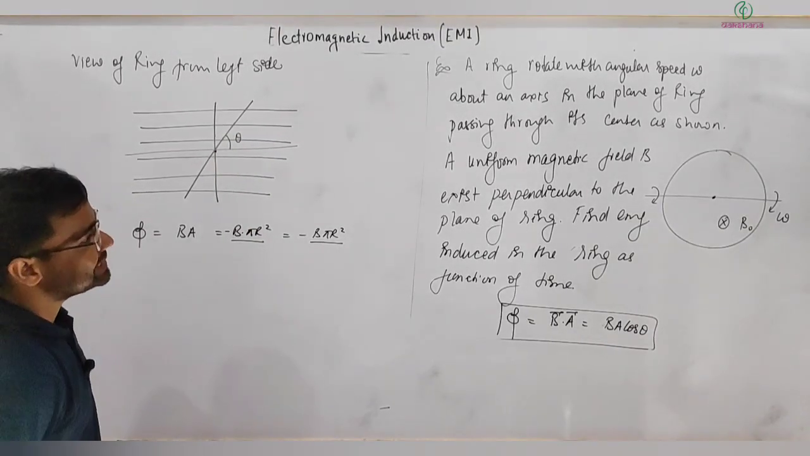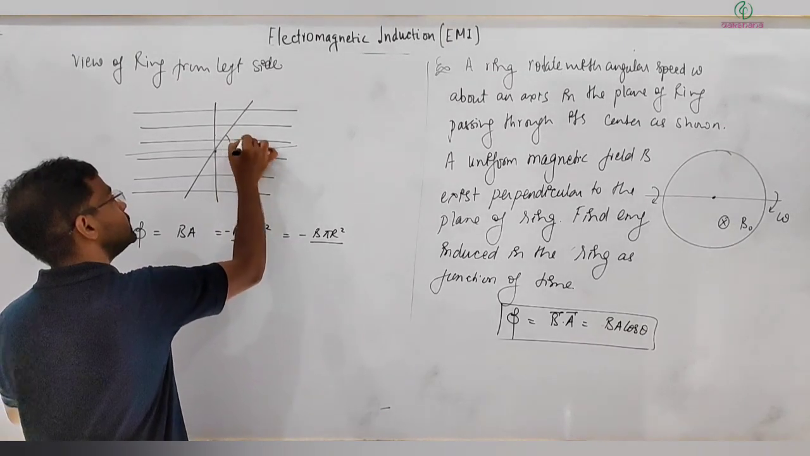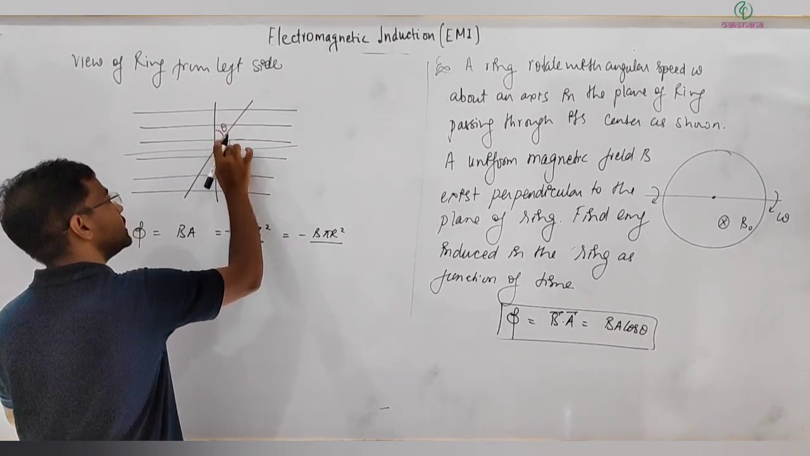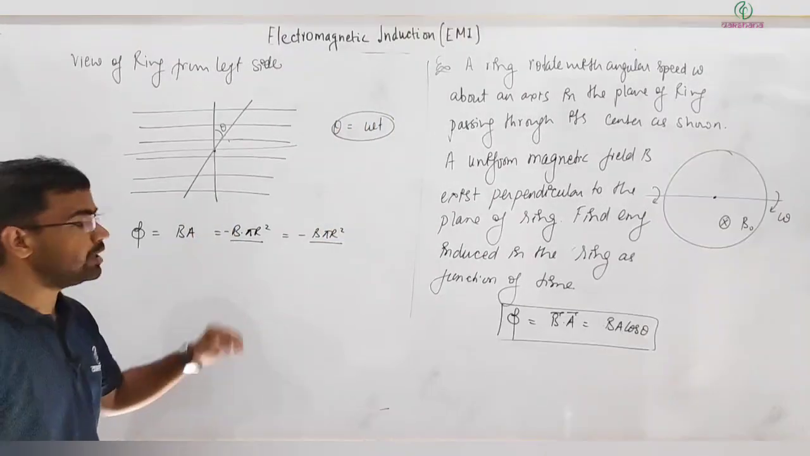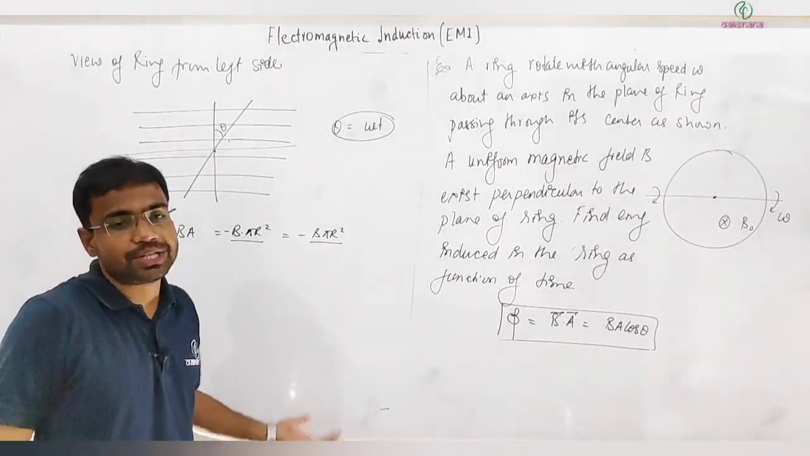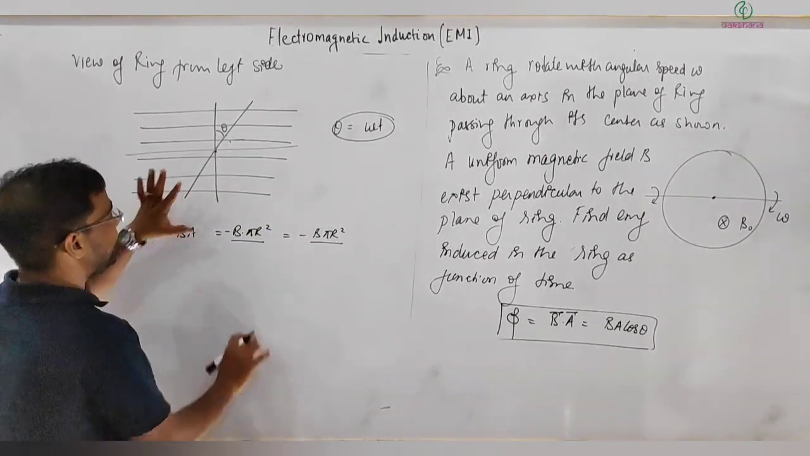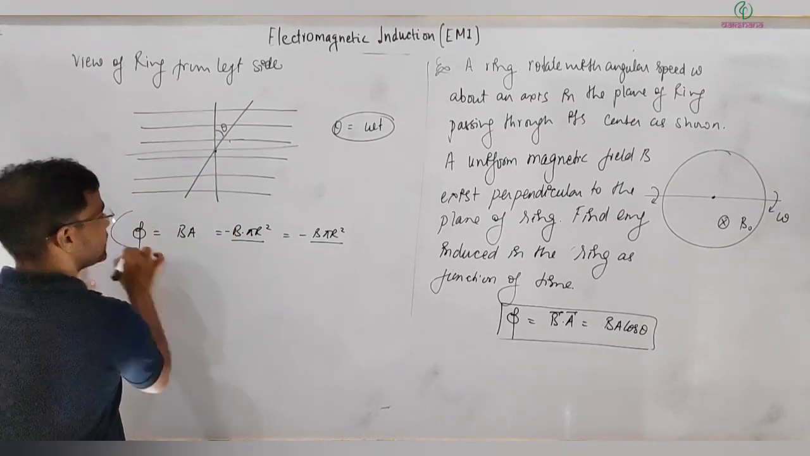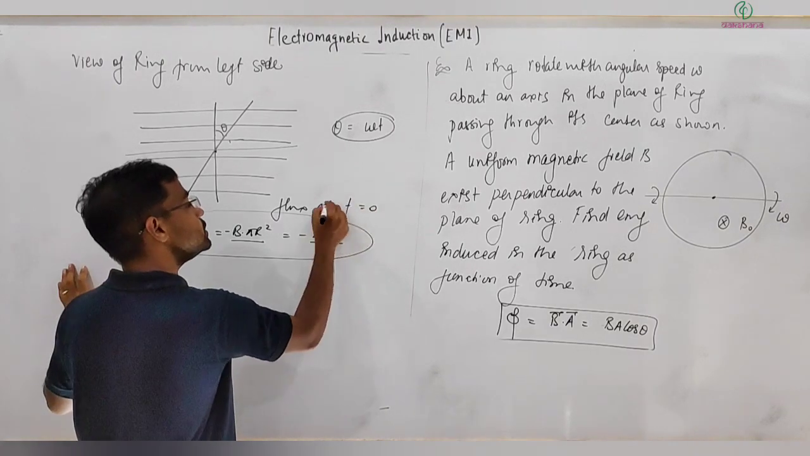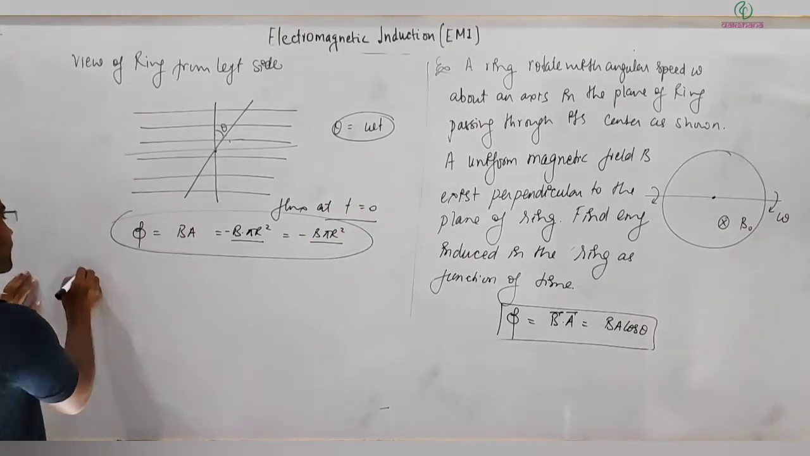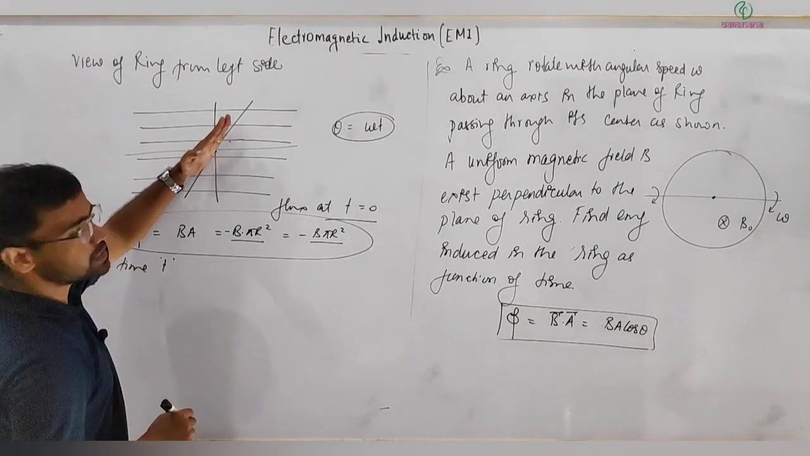It's okay even if I take this angle as theta, that is also right. So here theta will be equal to omega into t. Clear? Only the expression will be in terms of sin theta instead of cos theta, but there is nothing wrong in that too. So at t equal to 0, this is the flux. But at time t, the orientation of the ring will be this way.